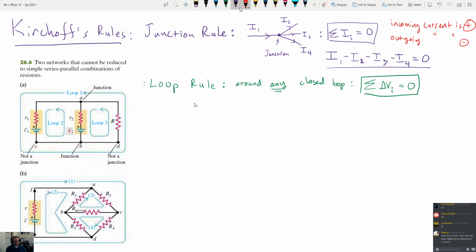Kind of. They interact with each other, but they're not related to each other, if that makes sense. Okay, so in order to even use the loop rule, we have to actually add some extra things to our picture. Usually what happens is in order to use Kirchhoff's rules, you're going to draw the direction of your currents, at least one current for every branch of your circuit.